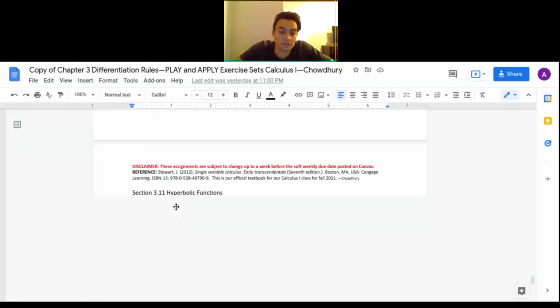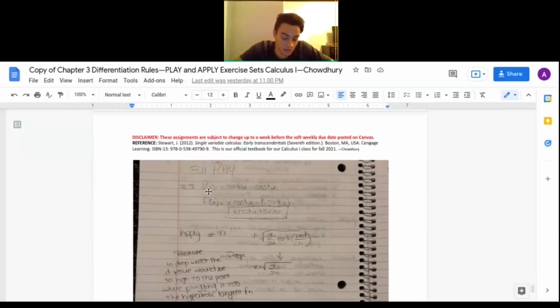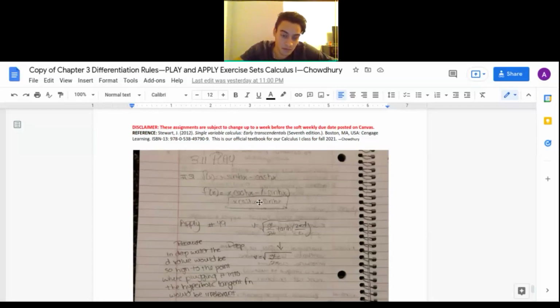So next I had number 31 for 3.11 play. Let me share my screen. So the problem is find the derivative of the function x times the hyperbolic sine of x minus the hyperbolic cosine of x. So that was honestly pretty simple.